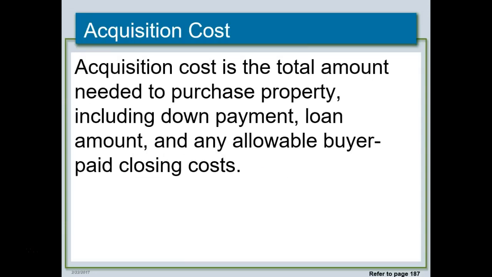Now, the next thing that I'm going to talk about is calculating what's called acquisition cost. And every single class, every week, half the class gets it right, the other half gets it wrong. Every week for the last 4 or 5 years. So let's see how you guys do. Acquisition cost is the total amount needed to purchase the property, including down payment, loan amount, closing costs, everything.